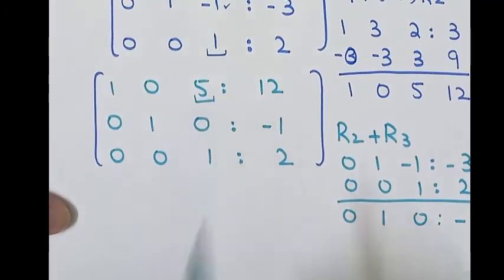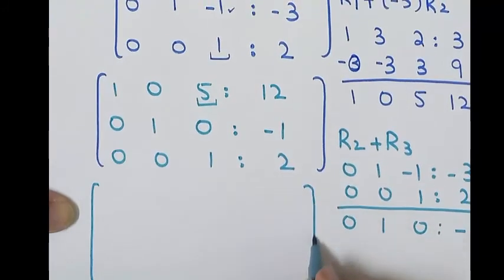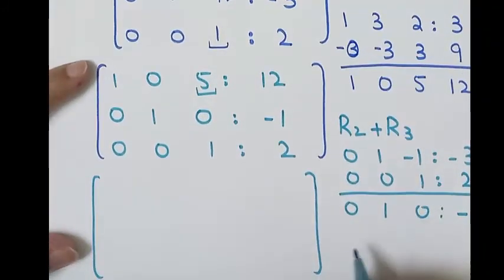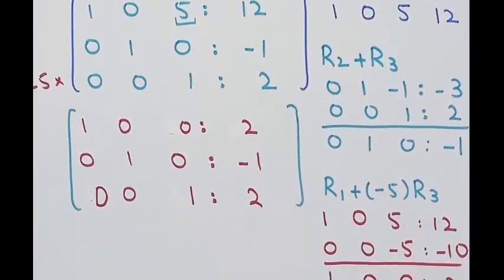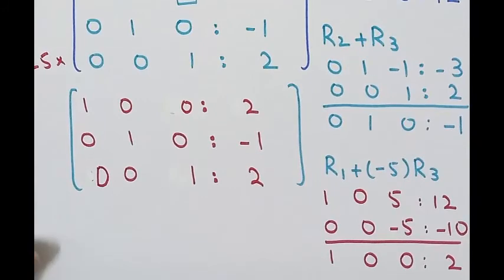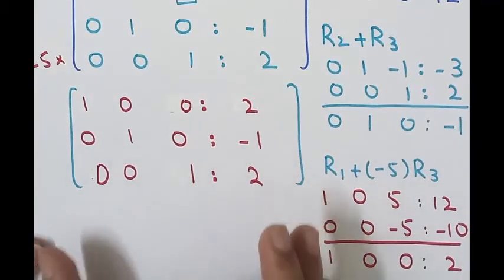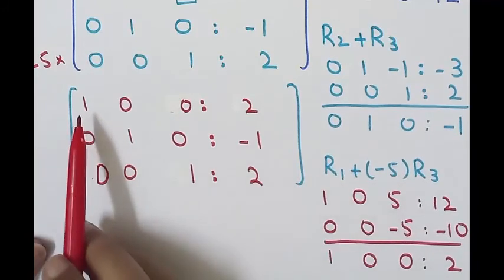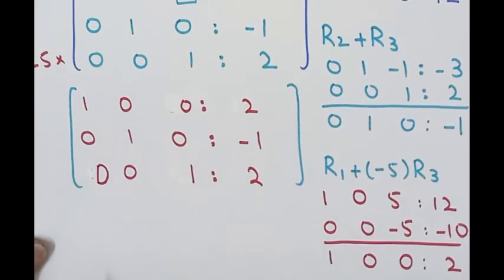Now here it should be 0. So we will use the operation R1 plus minus 5 times R3. So two rows will be written as they are. Now the matrix is in reduced echelon form because the matrix is already in echelon form and each leading element in the row is the only non-zero element in that column.